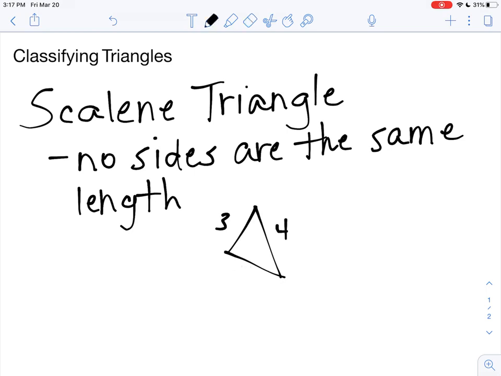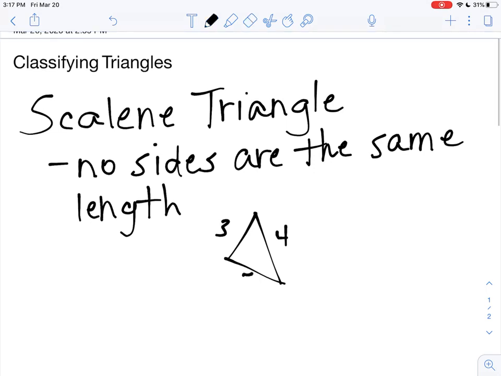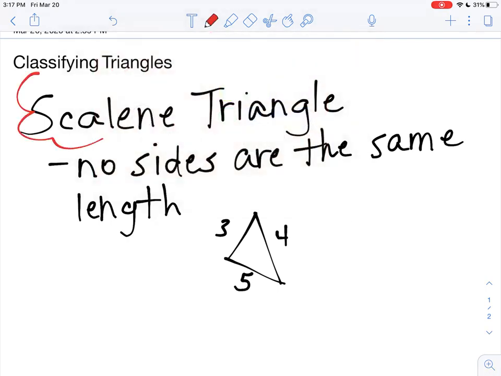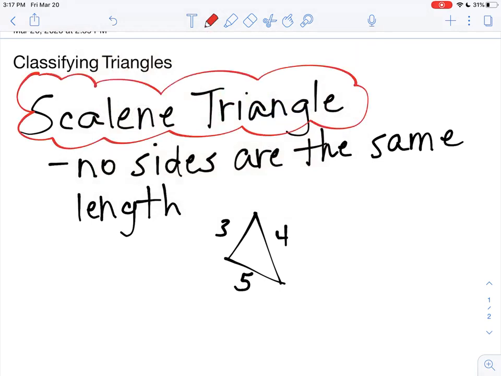We know this is a scalene triangle because what do you know about the sides? You got it. No sides are the same length. So that makes this a scalene triangle. So, not too hard, is it? Scalene triangle, no sides are the same length. So, let's look at another way to classify a triangle.